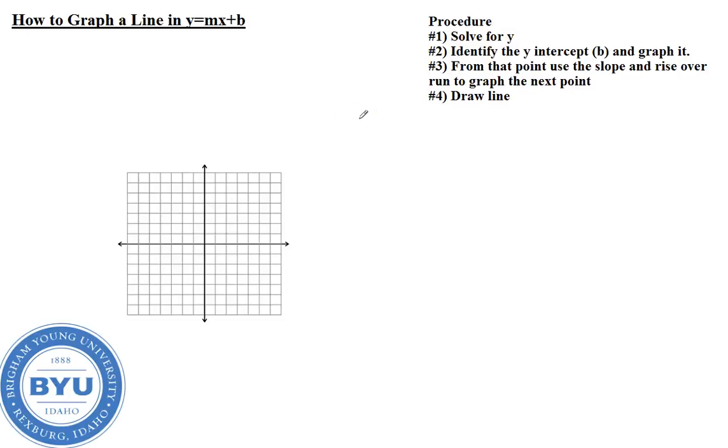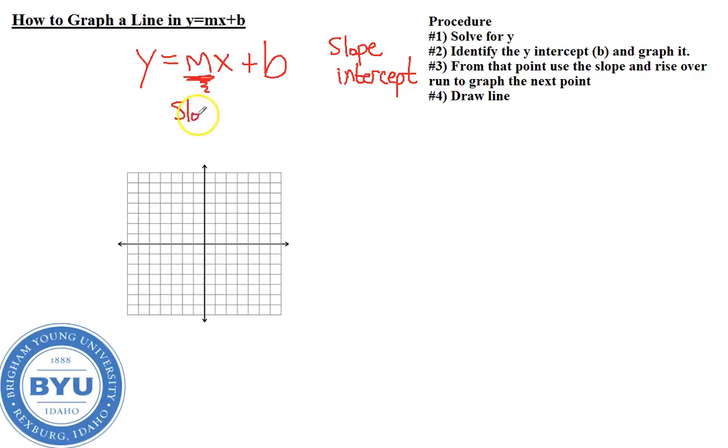Everyone, welcome to this quick refresher video on how to graph a line when it's in y equals mx plus b format. Now y equals mx plus b is known as the slope-intercept form. We call it slope-intercept because it's very easy to find the m, which is the slope. So the value that's next to the x will be the slope, and the b is the y-intercept. And so anytime we need to graph a line, we can follow these procedures to do so.